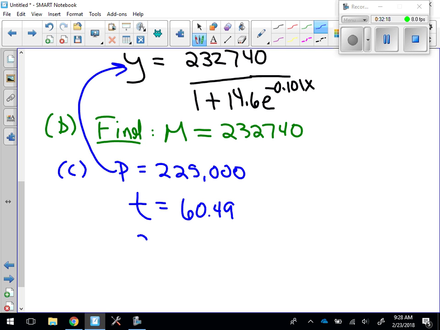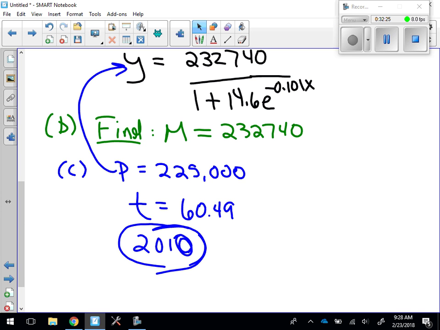Yeah. Because the question asks us, when does it reach? Not how many years, but when. And so you have to remember that t was equal to 0 in year 1950. Okay, we good? We got it? All right, so what does part D ask us to do?